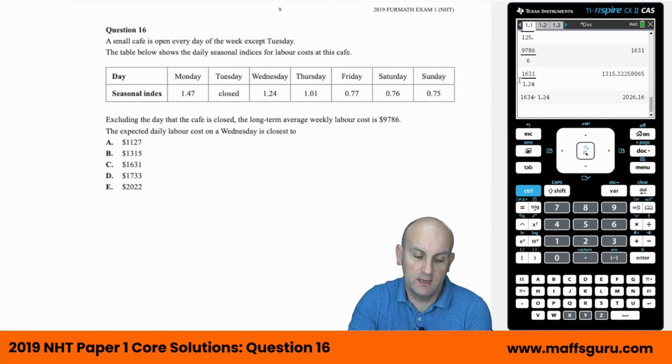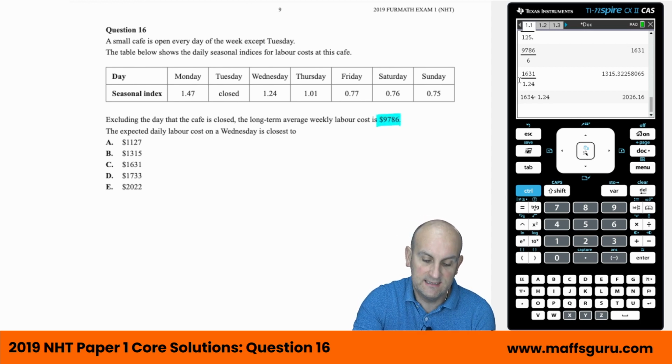Okay, so for this question, it's got a small cafe that is open every day of the week except Tuesday. The table below shows the daily seasonal indices for labour cost. Okay, we've got the seasonal indices. Excluding the day the cafe is closed, bit of a trick, the long-term average weekly labour cost is this. So that's the weekly labour cost. The expected daily labour cost on a Wednesday is closest to.